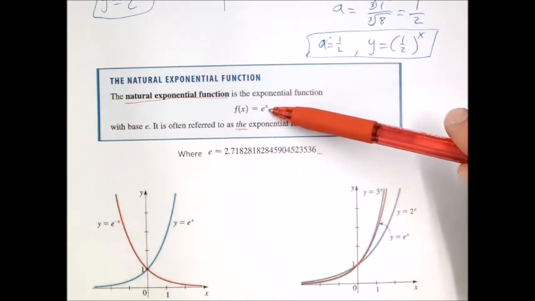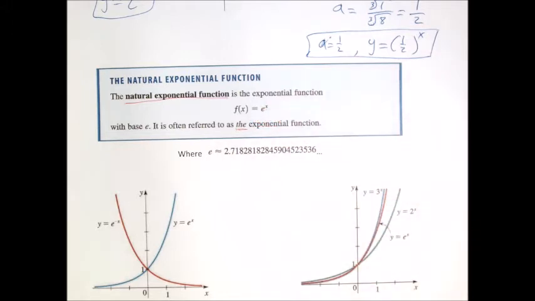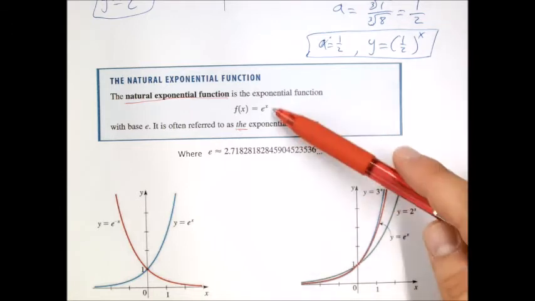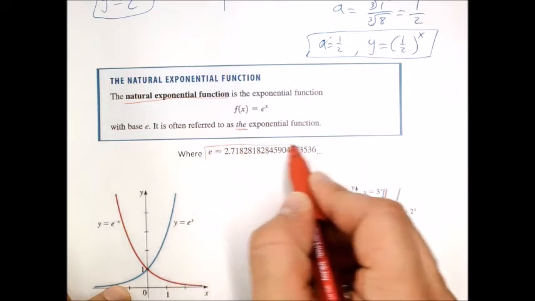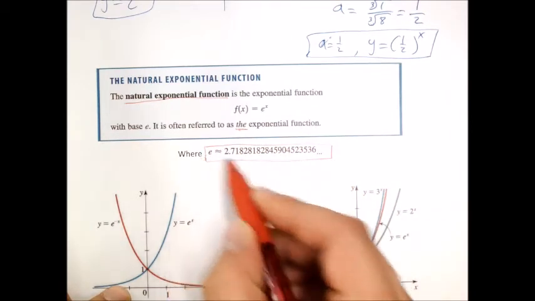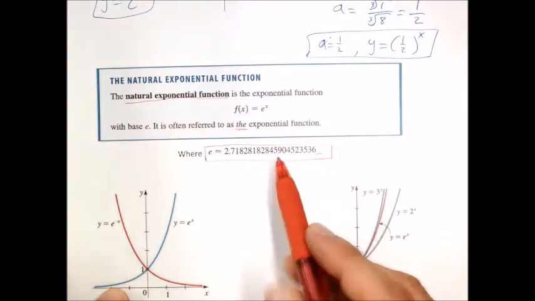And so e is a number. It's like pi. Sometimes you write pi, and you know that that means 3.14159, and so on. So e is a similar kind of number. I wrote it right here. e is approximately 2.718281828845, and so on. And so it's also irrational.